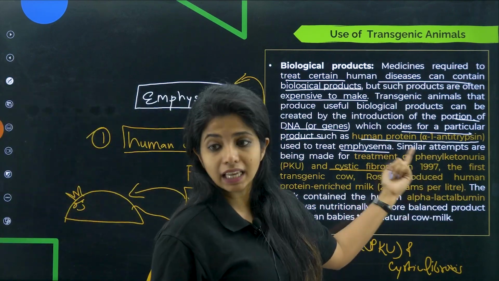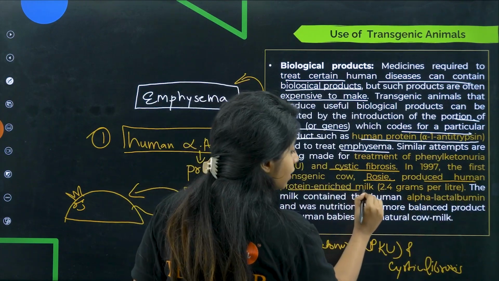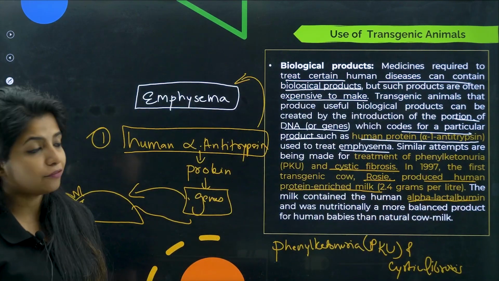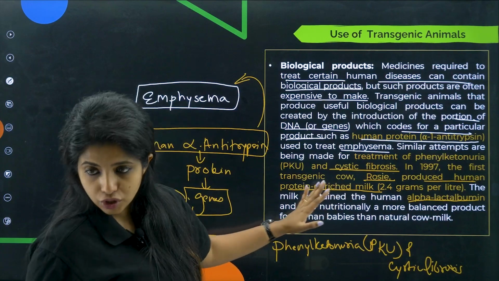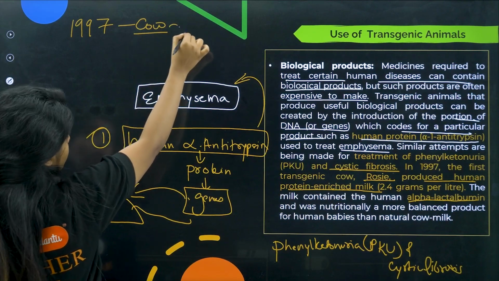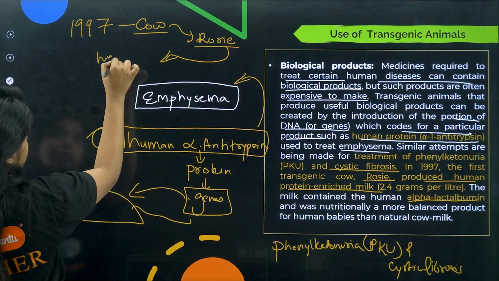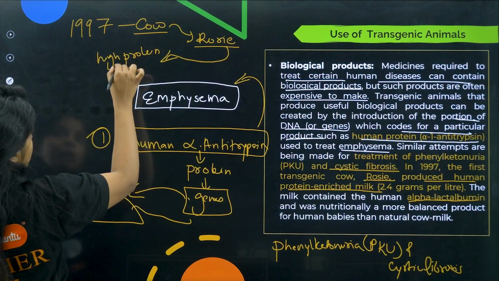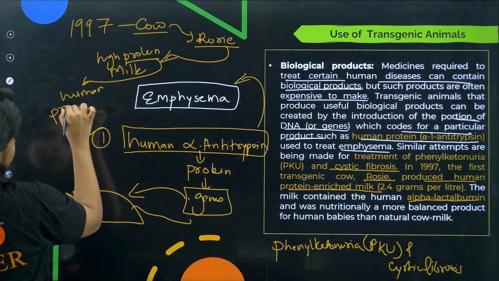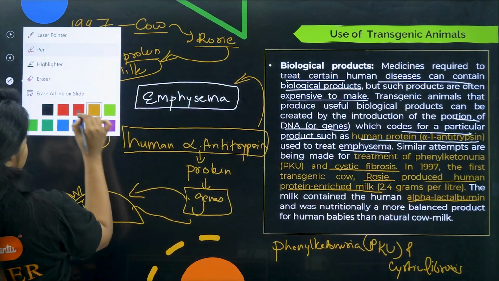So in the year 1997, the first transgenic cow, Rosie, produced human protein enriched milk, that is alpha-lactalbumin. What is it, children? Alpha-lactalbumin was being produced in a cow. In 1997, a transgenic cow was produced, and the name of the cow was Rosie. What was it doing, children? It was making high protein milk, and this particular protein is basically human protein. What's the name of that? Alpha lactalbumin.